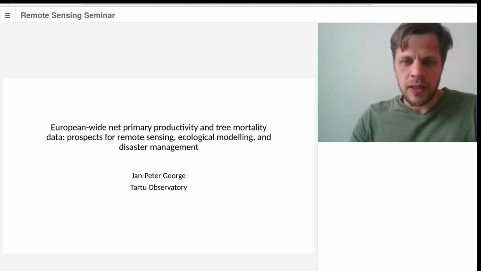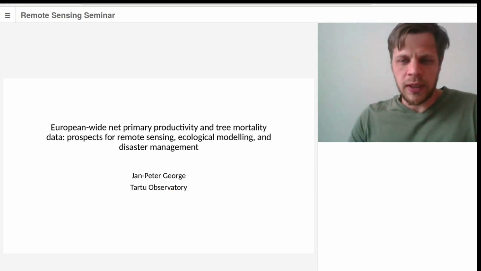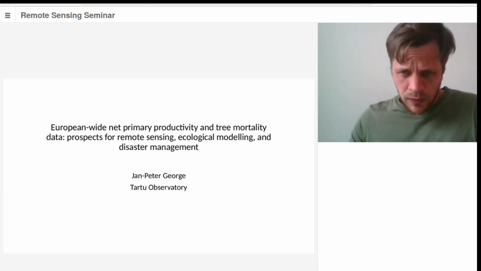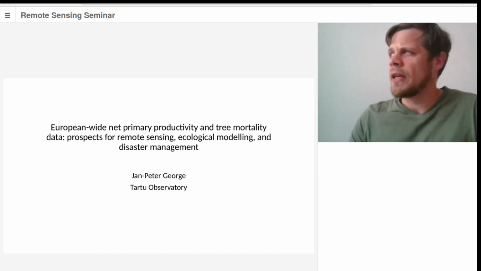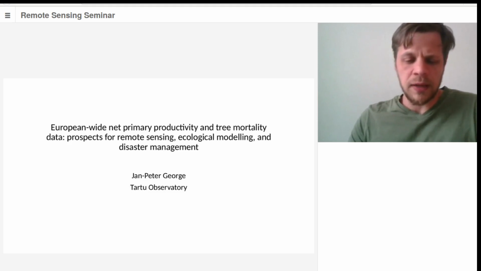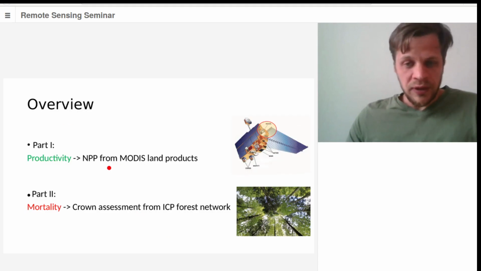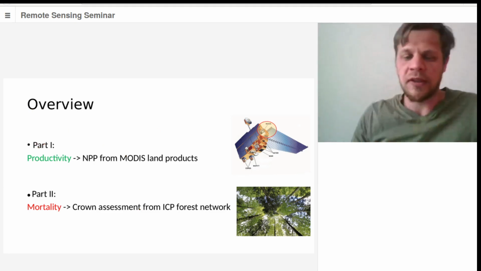And I will start. So I'm talking a little bit about primary productivity that is gathered from remotely sensed resources, and how this data can be utilized for ecological modeling, in particular for short-term weather fluctuations like drought. And this will be the first part. So I talk about two different kinds of MODIS land products.